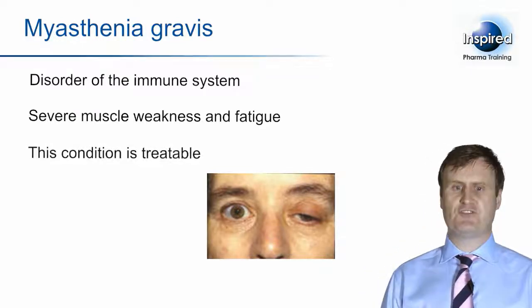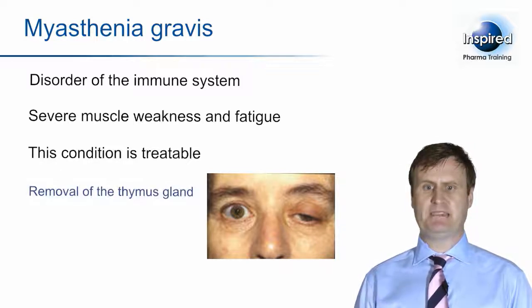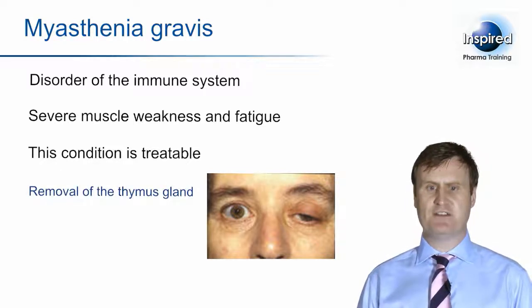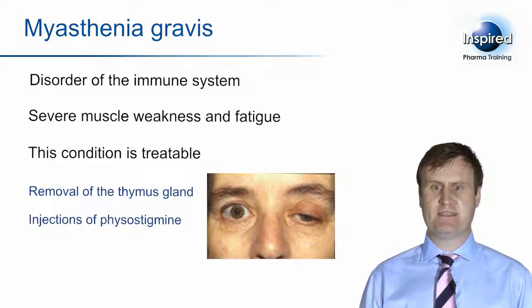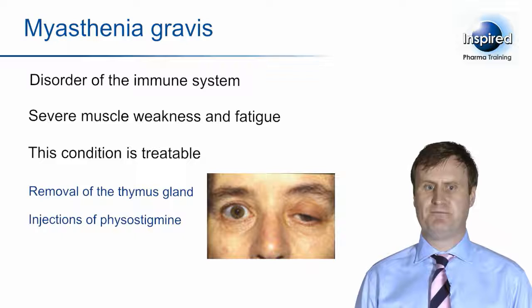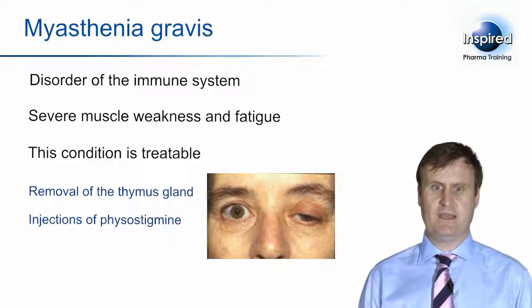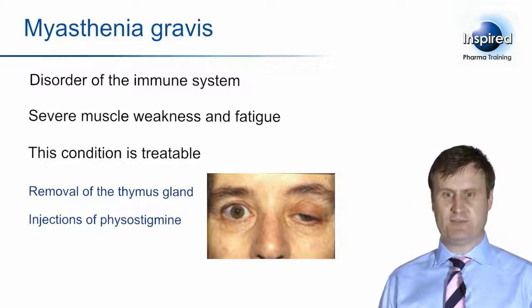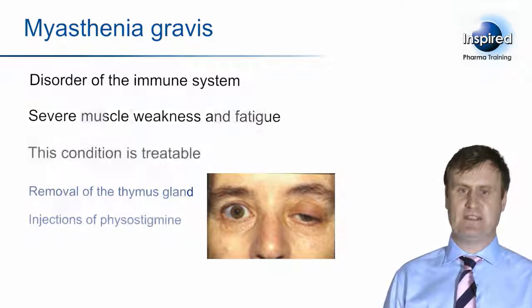The condition is treatable. In some cases, the removal of the thymus gland appears to help, and also the muscle weakness can be treated with injections of medicines such as physostigmine, which removes the sensitivity of muscles to respond to nervous stimulation. Generally, it is a wasting disorder, but can be kept under control and give the patient a good life expectancy.